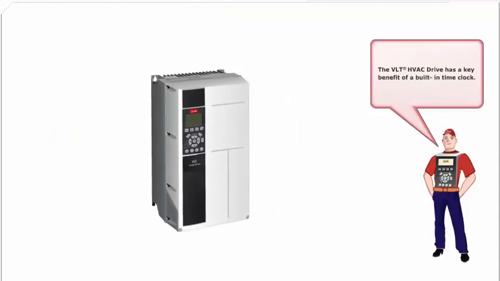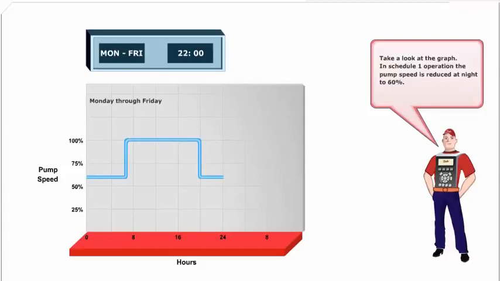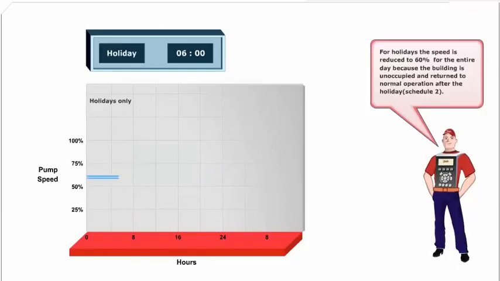The VLT HVAC drive has a key benefit of a built-in time clock. A new built-in time clock allows scheduled start or stop of motors and time or date stamp of events. During unoccupied time, the speed of the swimming pool pump motor can be reduced. Take a look at the graph. In Schedule 1 operation, the pump speed is reduced at night to 60%. For holidays, the speed is reduced to 60% for the entire day, because the building is unoccupied, and returned to normal operation after the holiday.